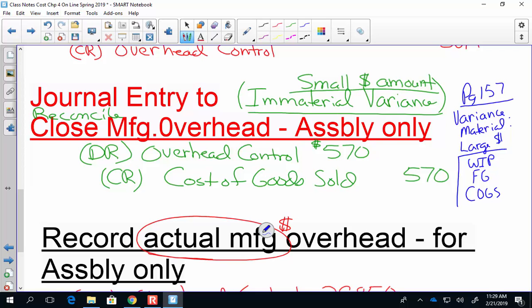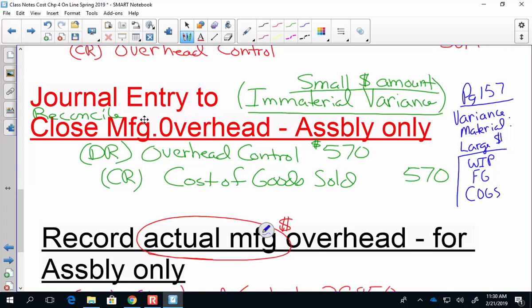And think about it. Remember, that applied amount is going in at the time we create our WIP account. So we have to adjust all those accounts then for actual overhead costs. So be watching for that on the exam also. There's some question on that as well. The difference between whether the amount of the variance is small or material: we go against cost of goods sold only. But if that variance is large, we have to go across 3 accounts: work in process, finished goods, and cost of goods sold.